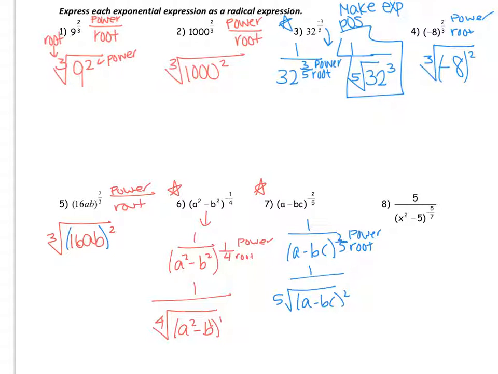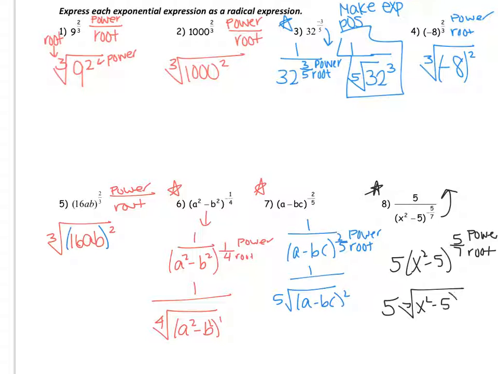Okay, now number 8 is a little bit tricky too because the negative exponent is on the bottom. So this is another starred. We got to bring it up this time to make it positive. So 5 times x squared minus 5 to the 5/7. 7 is my root, 5 is my power. So it's 5 times the 7th root of x squared minus 5 to the 5th power.